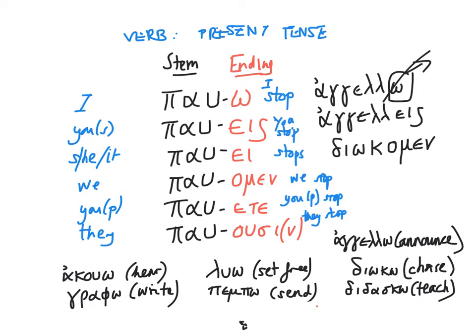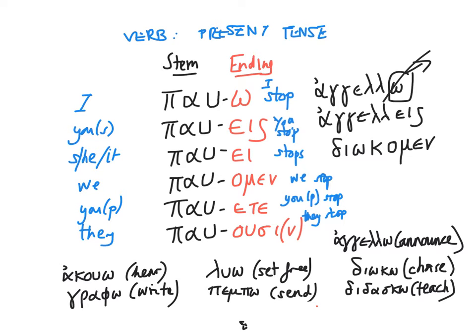It's worth learning this table. You can learn by reciting pauo, paueis, pauei, pauomen, pauete, pauousi. Or you could recite any of the other verbs with the same set of endings. So akouo, akoueis, akouei is I hear, you hear, he hears. Think about the English word acoustic. Luo, lueis, luei, I set free, you set free, he sets free.